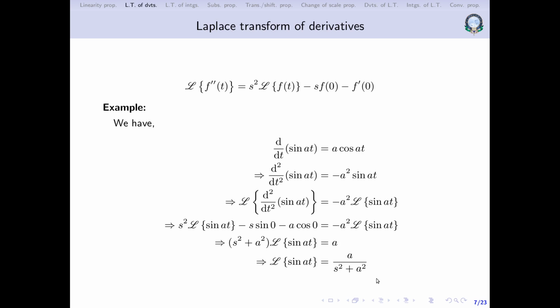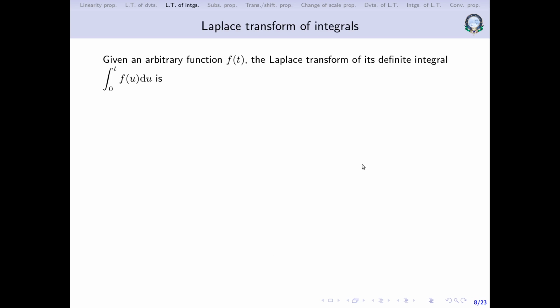This is exactly the same value that we had got in the previous lecture. We had found out the Laplace transform of sine at. So we have been able to verify that we are getting the same result. So this property is really consistent with what we had discussed earlier.